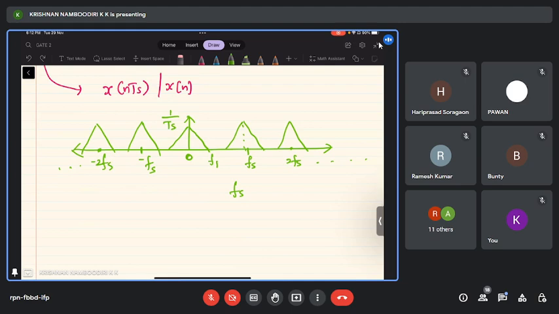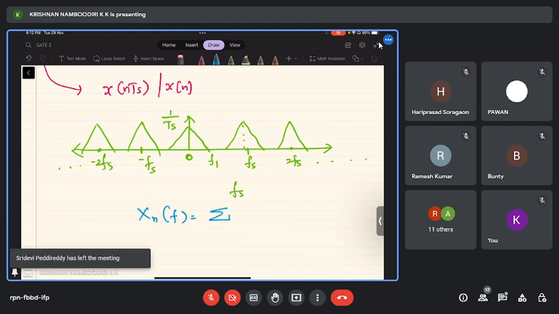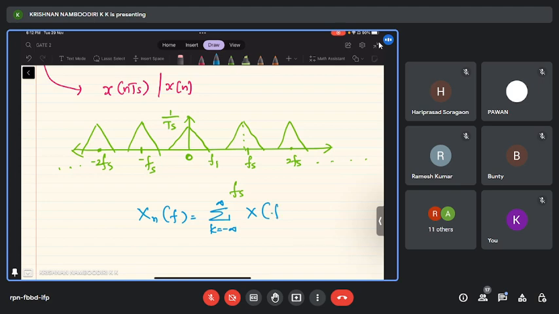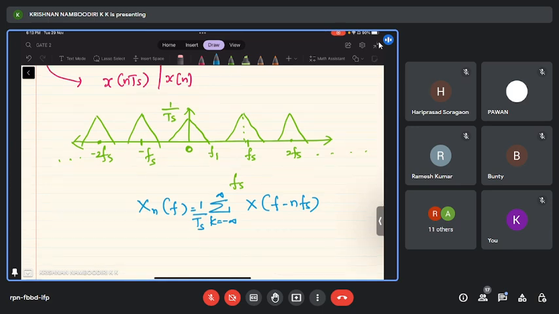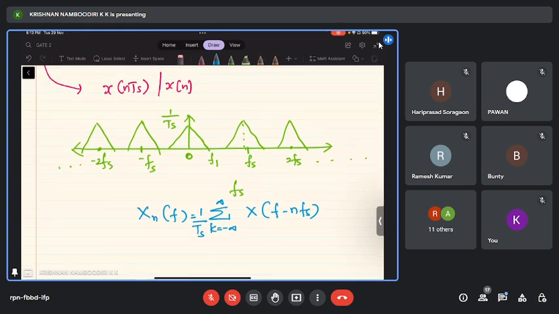Or in other words, I can write the Fourier transform of x of n, maybe X_n of f, equal to summation k equal to minus infinity to infinity of X of f minus k fs, and there will be a scaling by a factor 1 by Ts, or fs. 1 by Ts is nothing but fs, right? So forget about the scaling. In most of the questions that you are going to encounter, that scaling factor will not have much effect. But how the frequency spectrum looks, the shape and the frequency values, has very much importance. That is very important. I hope it is clear.